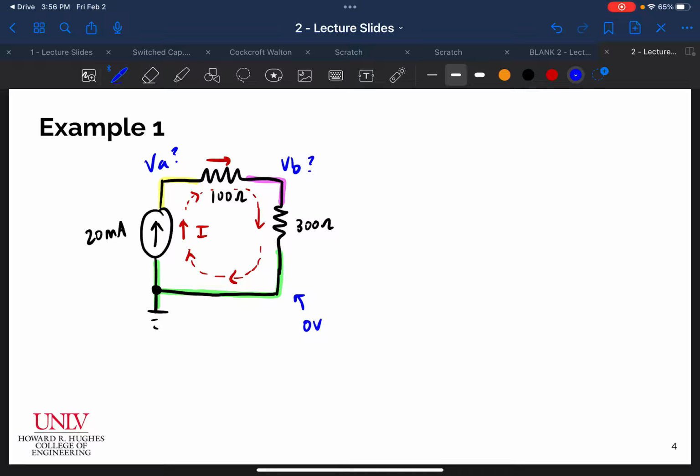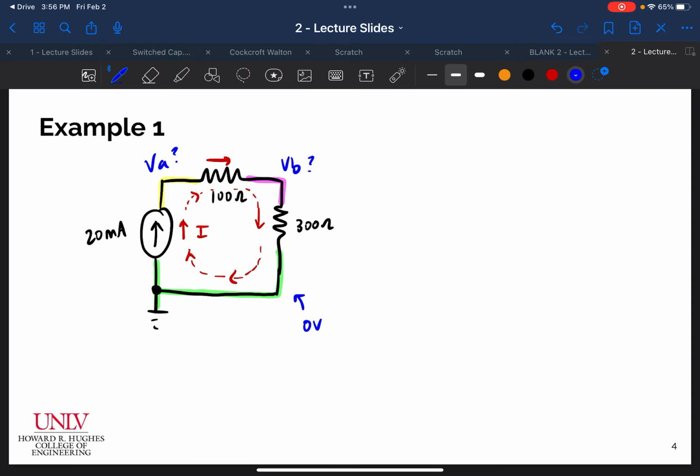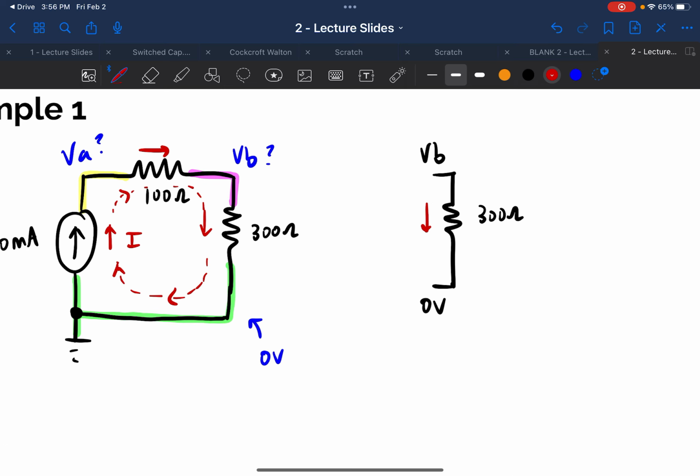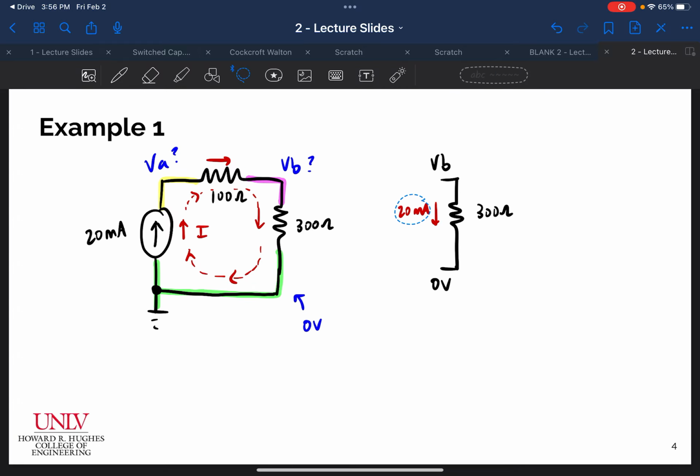And we know, if I could extract this part of the circuit and just pull it out, what I'm looking at is quite simply 0 volts on the bottom of my 300 ohm resistor, VB on the top of my 300 ohm resistor, and then I know that I have the current I flowing through it, which is 20 milliamps given by the current source, because that same current is going to flow through my entire loop here.